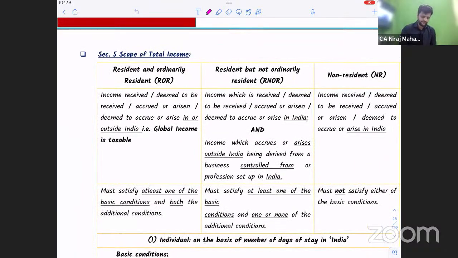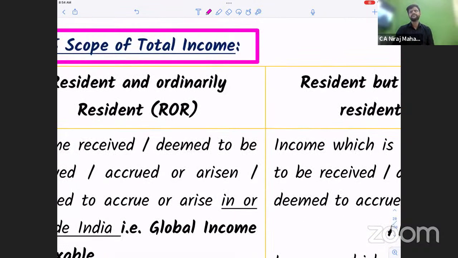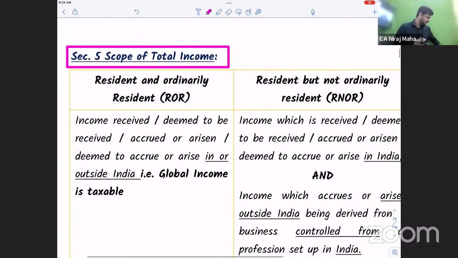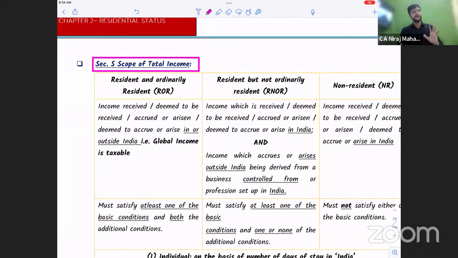In section 5. What is section 5? Scope of total income. The word scope means what all we can cover. That is the meaning of scope. What is total income? Your taxable income. Basically, what all will be covered or not covered in the income. That is your total income. That's why they are using the word scope. What all will be there or not there in your income. That is the scope of total income. That is clarified in section number 5. Clear, all of you?